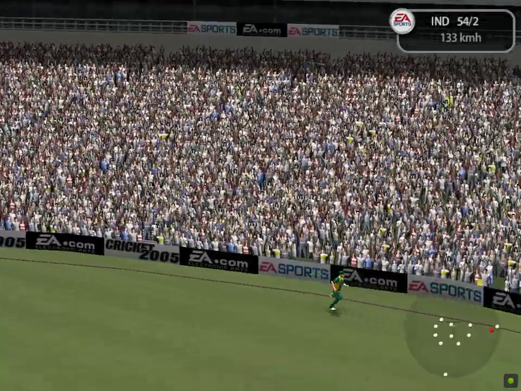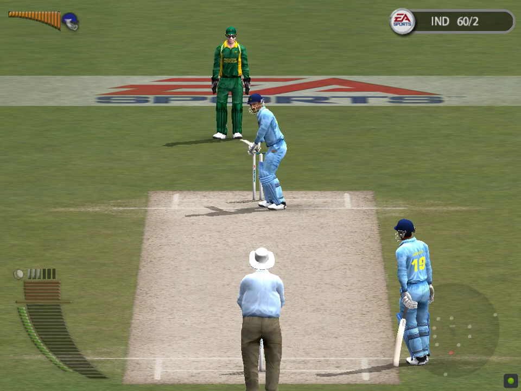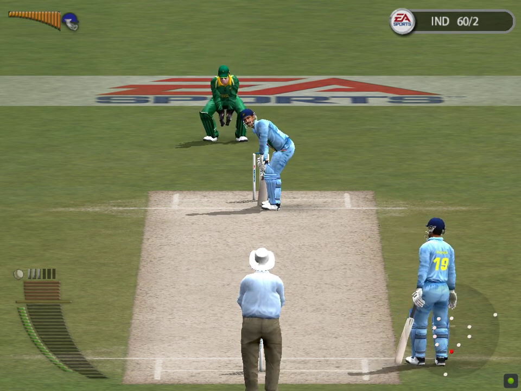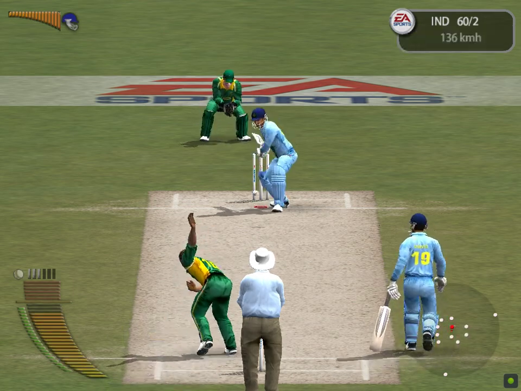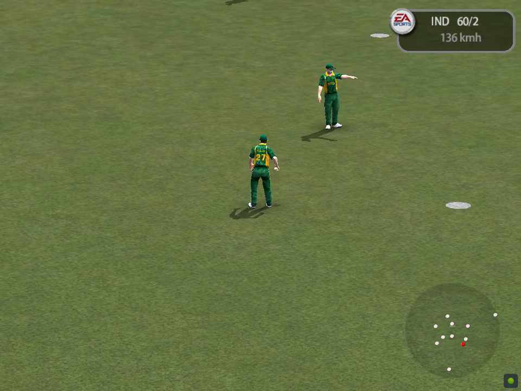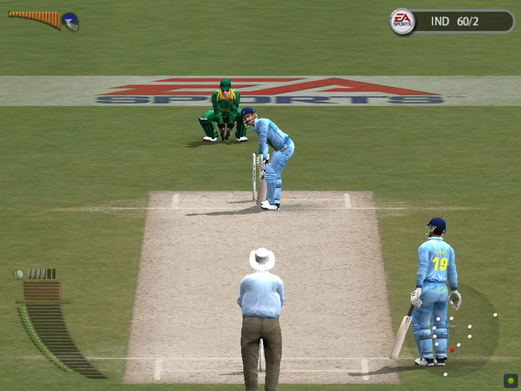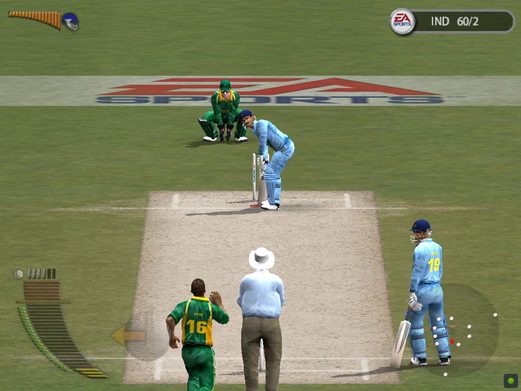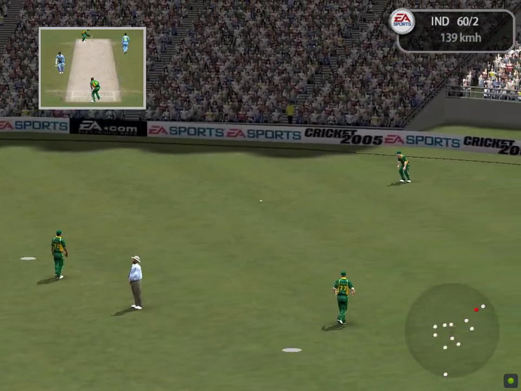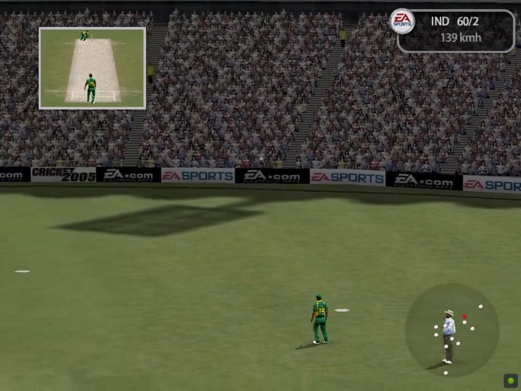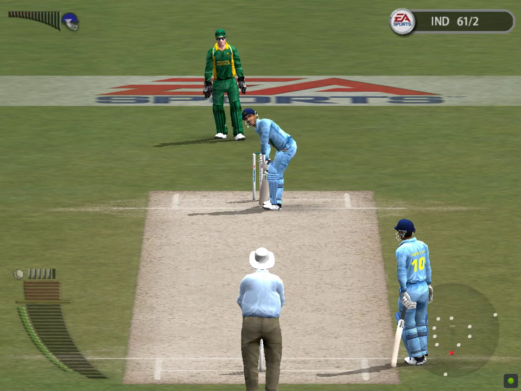Swept away. That's a big hit. It's 6. Let's take a look at that in slow motion. It's straight to a fielder. And Tini to bowl to Tendulkar. He's got it into the gap. Dravid facing.